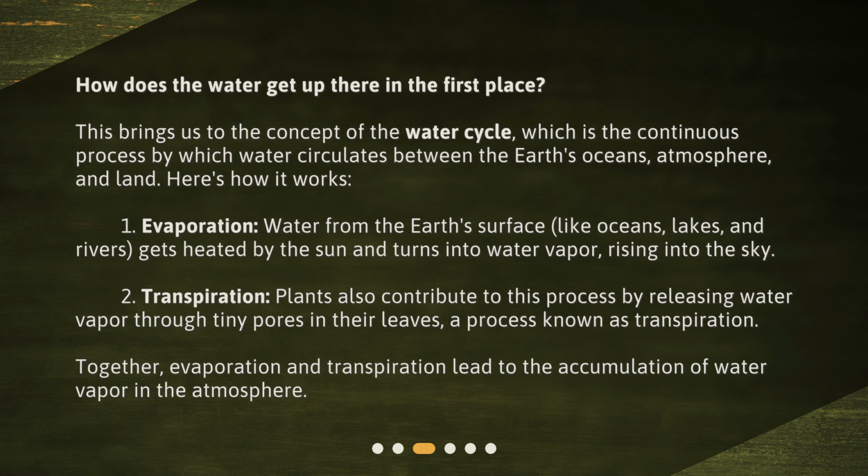2. Transpiration. Plants also contribute to this process by releasing water vapor through tiny pores in their leaves, a process known as transpiration. Together, evaporation and transpiration lead to the accumulation of water vapor in the atmosphere.